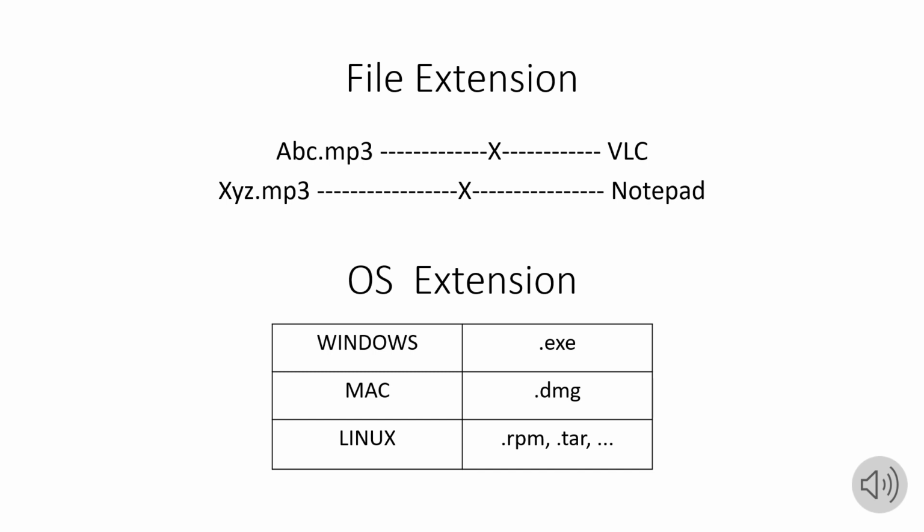Similarly, there are OS extensions too. For example, Windows is compatible only with .exe extensions. Then for Mac we have .dmg, and for Linux we have several extensions like .rpm, .tar and all. Mac operating system will reject compatibility with .exe files and show a compatibility error.